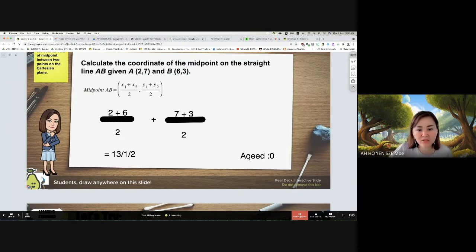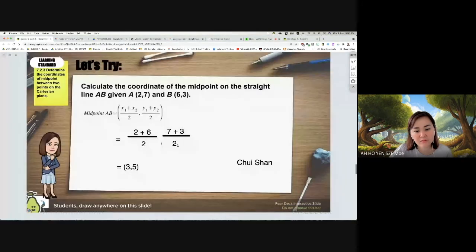And 7 plus 3 divided by 2. What's the answer supposed to be? Why can become 13 1/2? Are you sure, Akid? Double check. Trisan, press your calculator again. 6 plus 2 divided by 2. How come can get 3, Trisan? Tekan semula calculator anda.